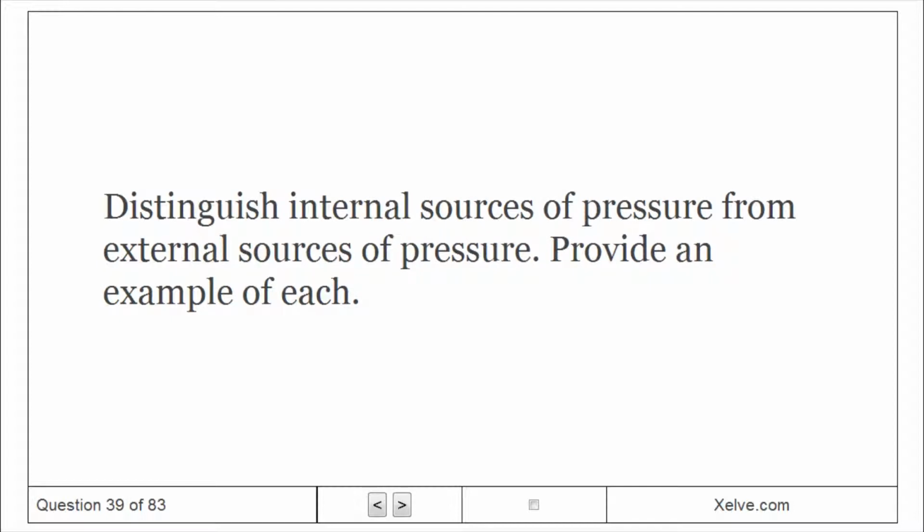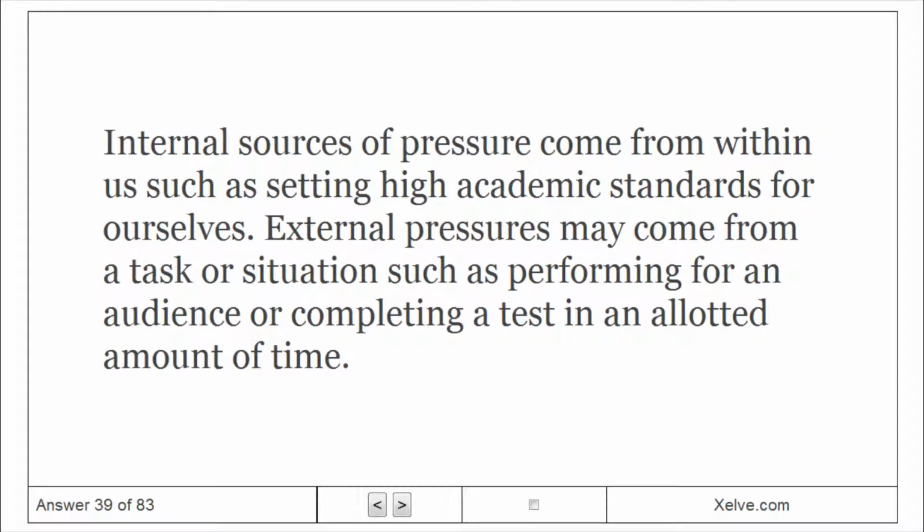Distinguish internal sources of pressure from external sources of pressure. Provide an example of each. Internal sources of pressure come from within us, such as setting high academic standards for ourselves. External pressures may come from a task or situation, such as performing for an audience or completing a test in an allotted amount of time.